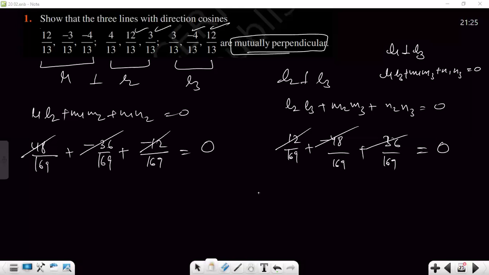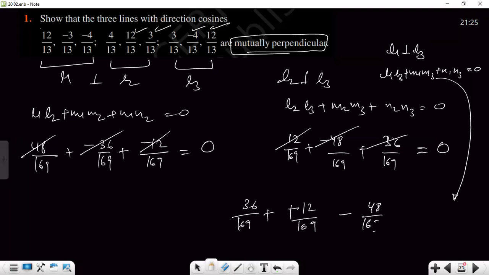Similarly for this, 12 into 3, 36, minus minus plus, minus plus minus, this cancels to 0. Clear? Hence it's proved that these lines are mutually perpendicular. Understood? Yes, sir.